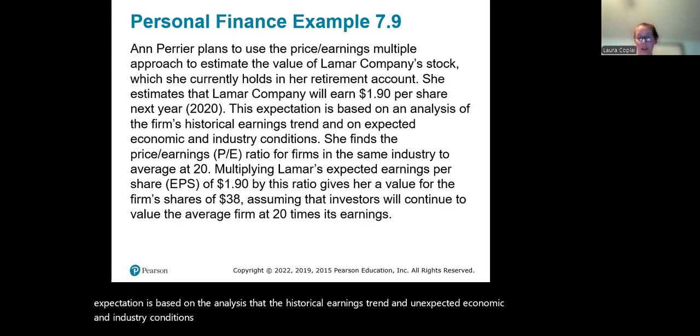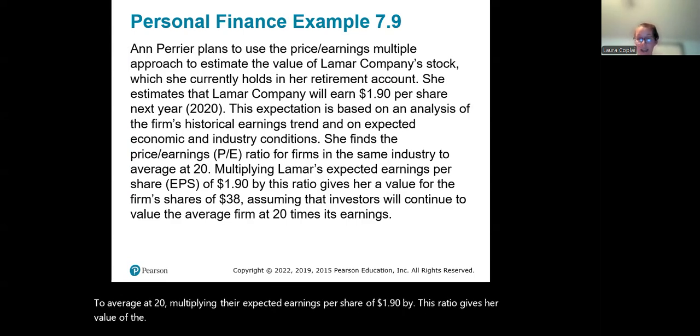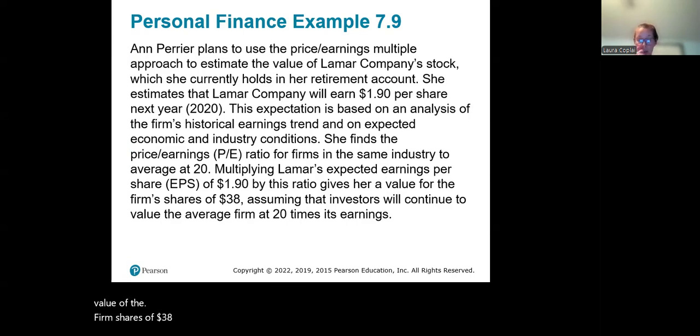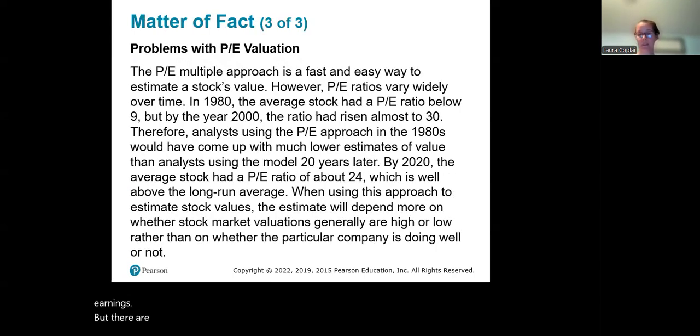She finds that the PE ratio for the firms in the same industry averages 20. Multiplying the expected earnings per share of $1.90 by this ratio gives her a value of the firm's shares of $38, assuming that investors will continue to value the average firm at 20 times its earnings. But there are some problems with the PE valuation.